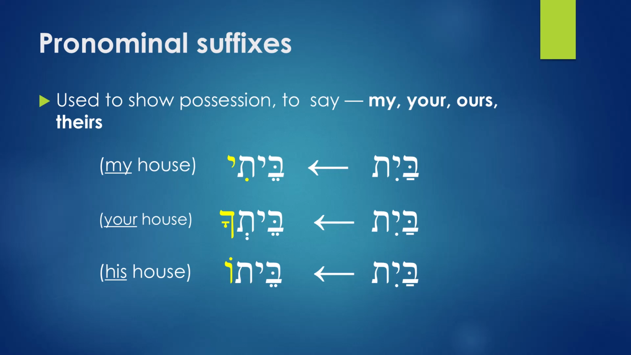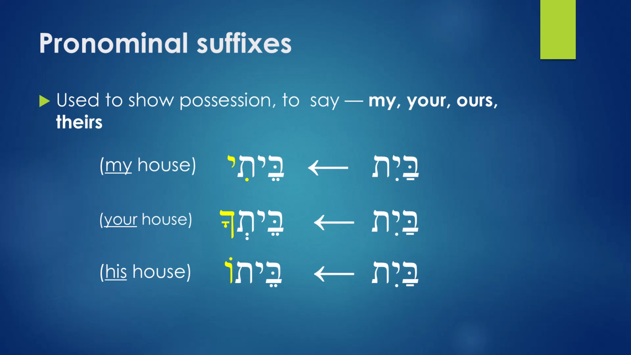And if you want to say his house, you attach another different ending, another different suffix, and that's going to be the o at the end of the word. So bayit means house. If you want to say his house, you're going to say beito, and that means his house. So that holam is how you say his in Hebrew. That holam at the end shows you're talking about his house.